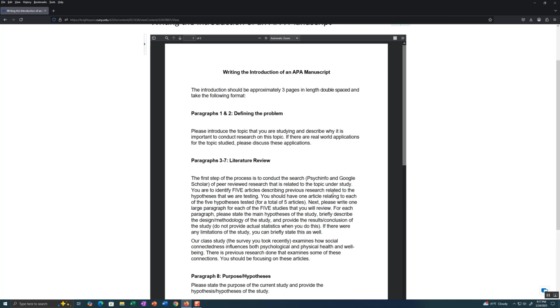But those first two paragraphs should be what we're studying, which is social connectedness and the health outcomes, both physically and mentally, connected to it. And why it's important is because we're moving away from a connected society to a very fluid, very, I want to say disconnected society, but less in-person society.